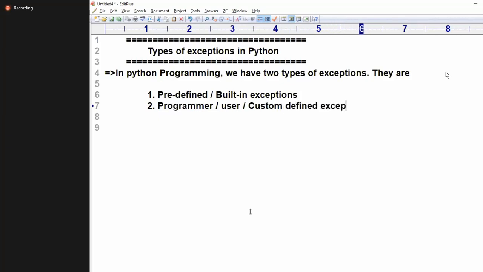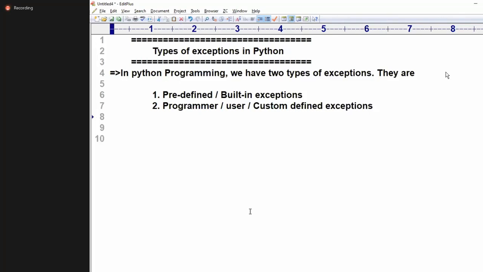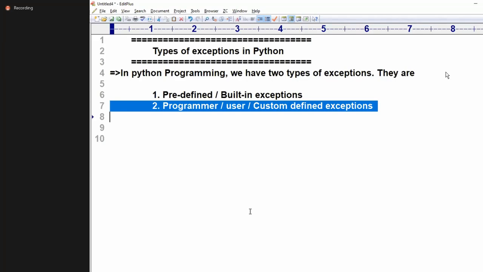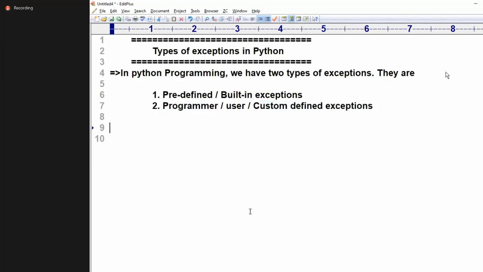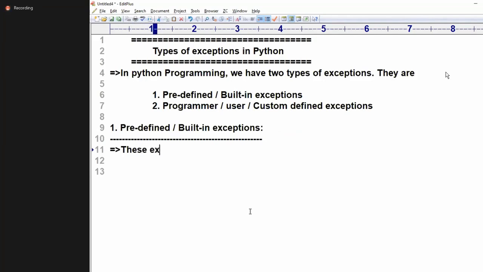Now we are going to talk about the predefined exceptions. For 2 minutes, I want to give you predefined exception definitions. Tell me, who developed these exceptions? These exceptions are developed by Python language developers, not programmers. Please keep in mind. These exceptions are developed by Python language developers, that is nothing but Guido van Rossum has developed it.